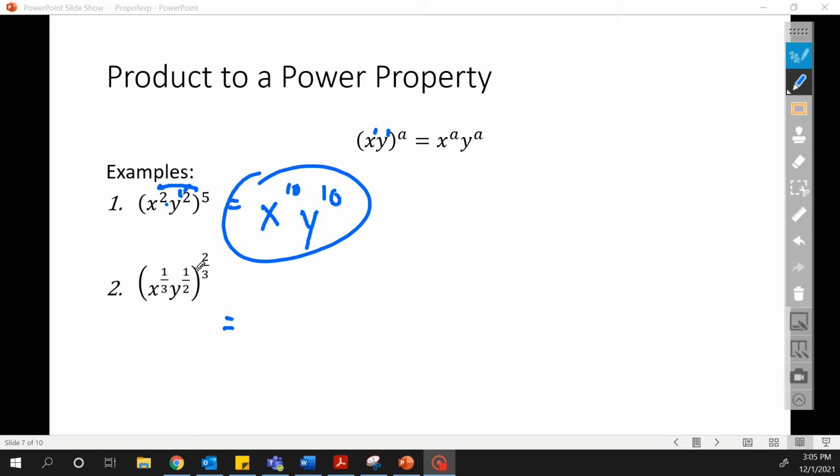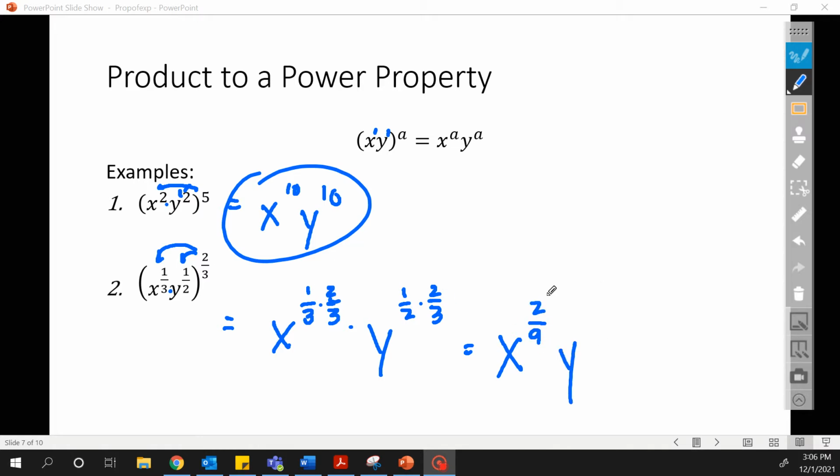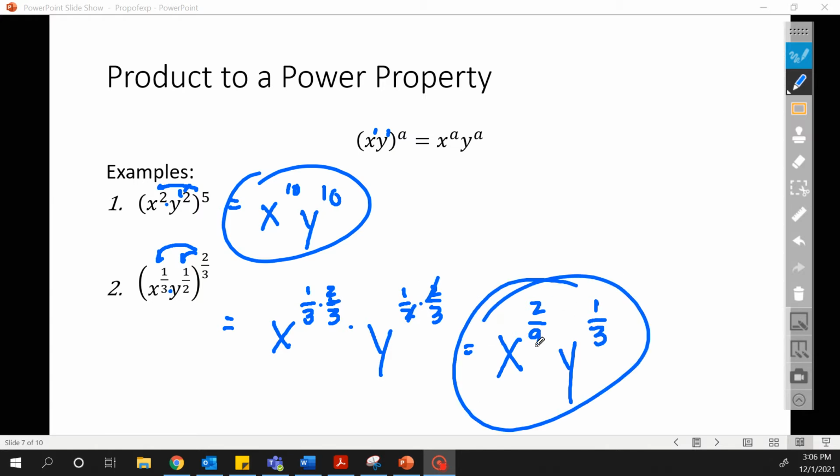For number 2, this is x to the third times y to the 1/2. And this is being raised to the 2/3 power. So each of these exponents get multiplied by 2/3. So that's x to the 1/3 times 2/3 times y to the 1/2 times 2/3. Okay, so if we multiply those together, that's x to the 2/9 power. 2 times 1 is 2, 3 times 3 is 9, and y to the 1/3 power. For number 2.